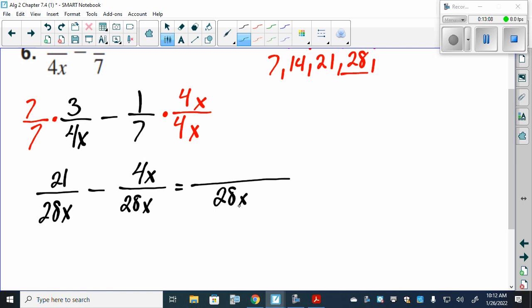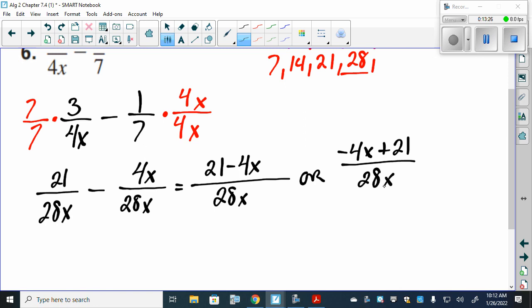and well, they don't have anything in common. They're not like terms, so we would just have 21 minus 4x, or we could say negative 4x plus 21 over 28x. Because 4 and 21 do not have a greatest common factor, there's nothing that will go into both 4 and 21. And because these are, in either case, stuck together, there's no way we can use it to reduce with the 28x.